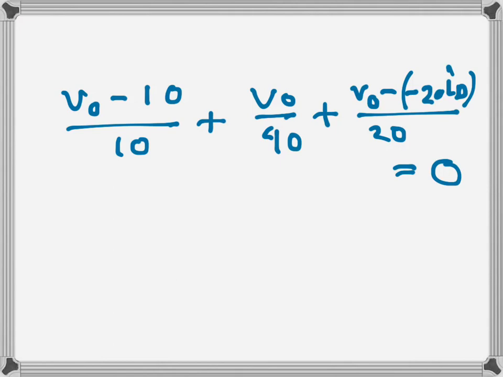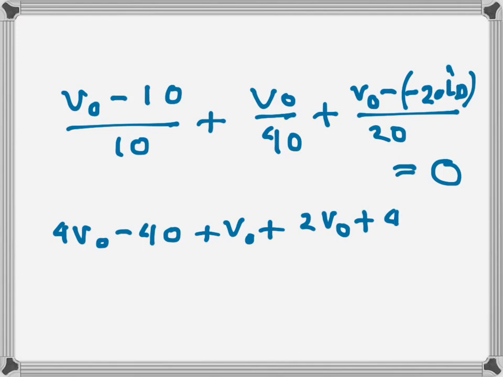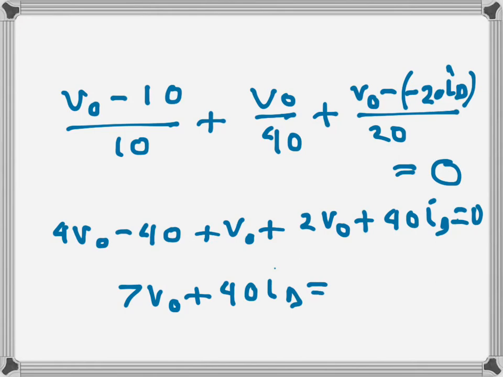All three outgoing currents sum to 0, so basically we have written KCL for that node. If we multiply by 40, we get 4 V naught minus 40 plus V naught plus 2 V naught plus 40 I delta equals 0. So that becomes 7 V naught plus 40 I delta equals 40.